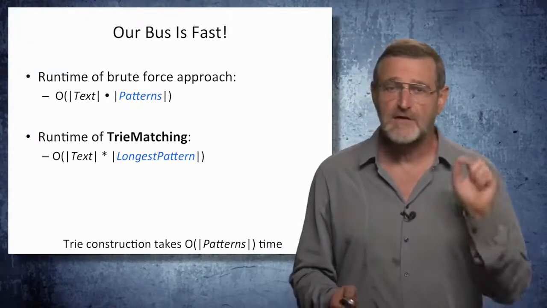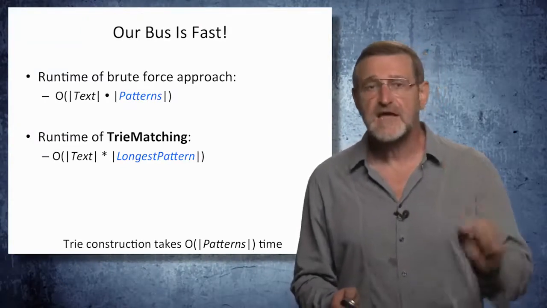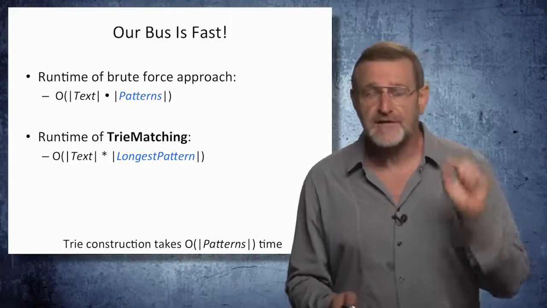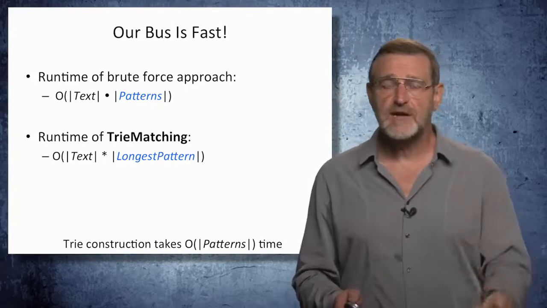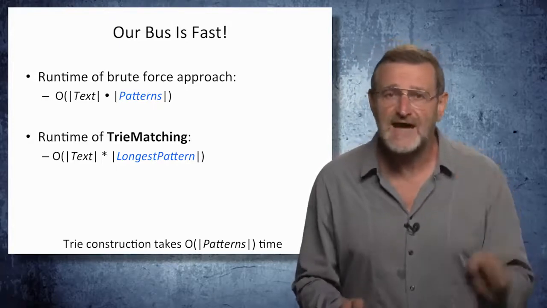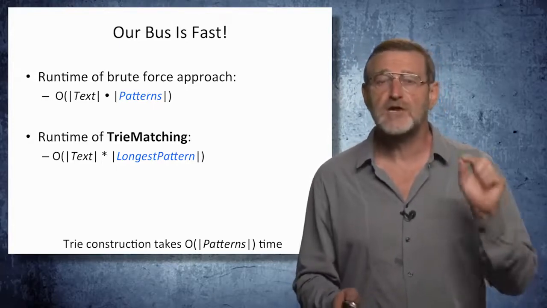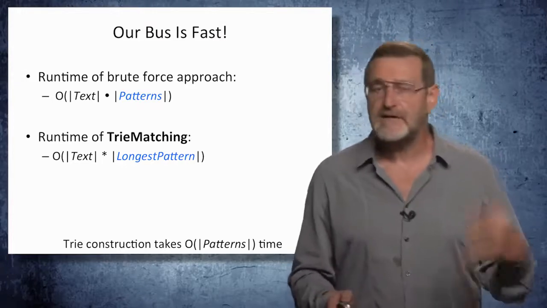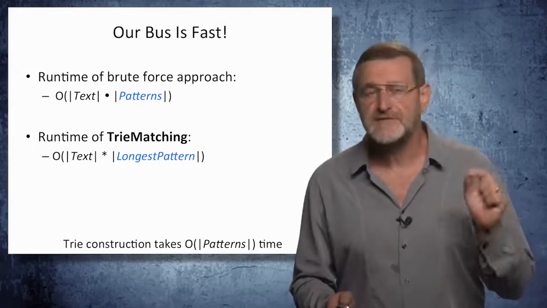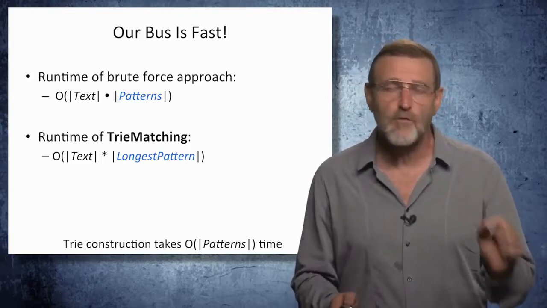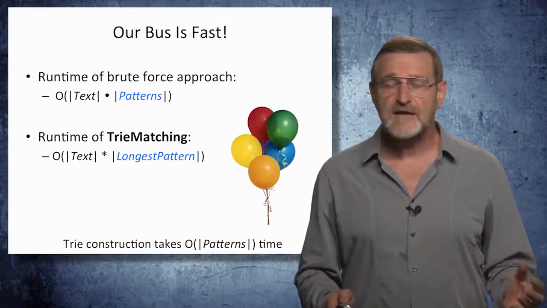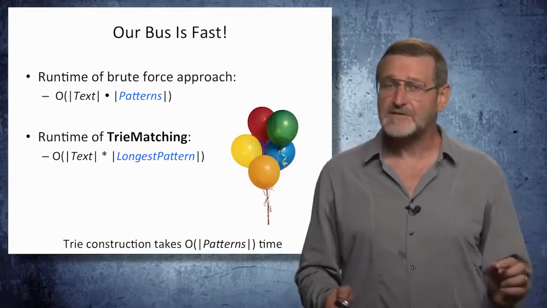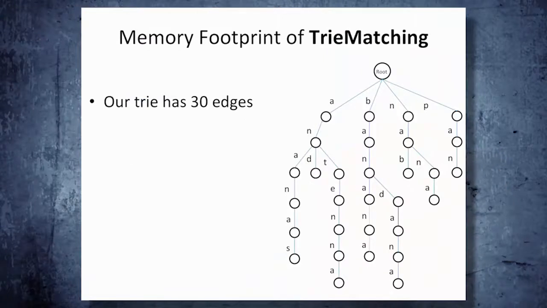The total length of all patterns is huge in the case when we try to match reads against the genome. But the runtime of trie matching is only O of text times the length of the longest pattern. And typically in modern sequencing, the reads have lengths of only 200, 300 nucleotides. So it looks like finally we are done. Should we go home? We are not ready to go home just yet.